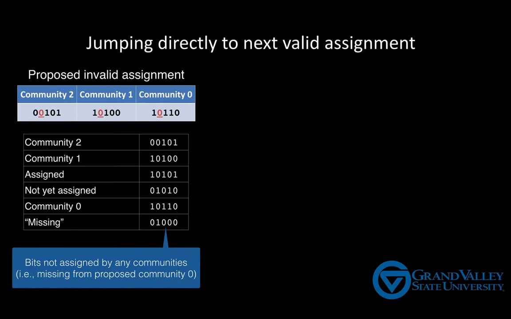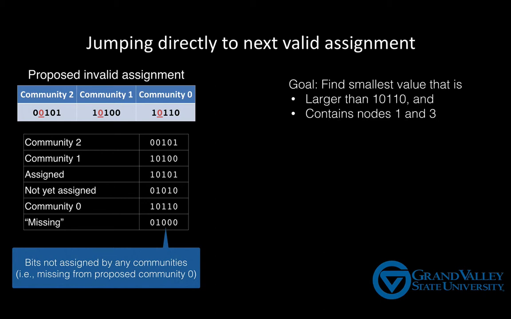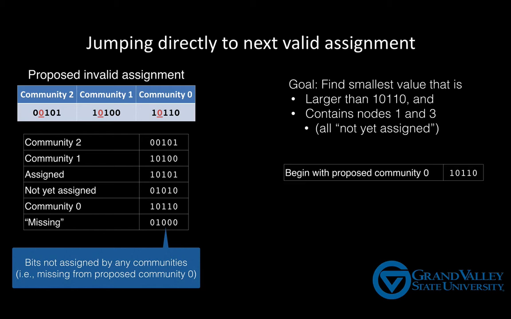Well, because we're generating community assignments in numerical order, the numerical order of the bit strings, we want to find the smallest value for community 0 that's larger than the proposed value and also contains nodes 1 and 3. That is, the nodes that haven't been assigned yet. So how do we find this value? Well, we'll begin with the proposed value.